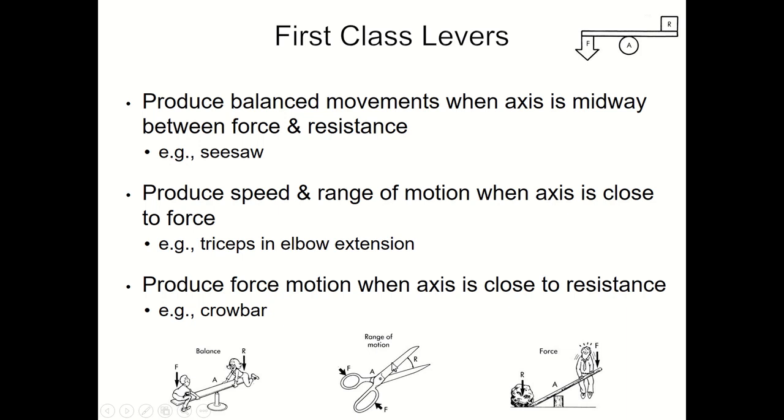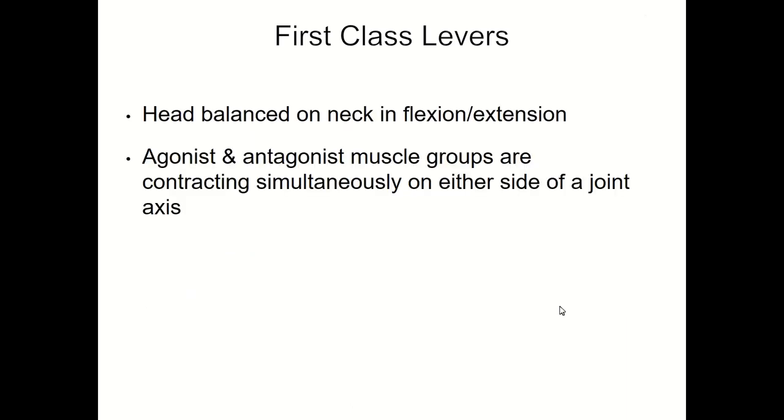So you see this with the triceps in shoulder extension and elbow extension. The axis is really close to the force, which provides a lot of range of motion as well as speed. And it can also produce force motion when the axis is close to the resistance, right? So you require a lot of force in order to actually overcome that resistance.